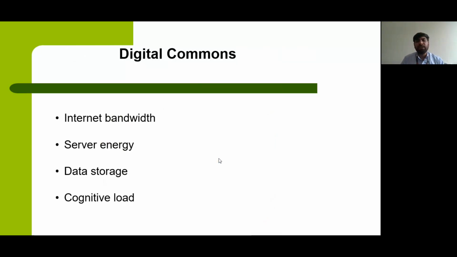Now about the digital commons. These days, because it is a digital era, everyone uses internet bandwidth for surfing on Google and Yahoo. Then we watch videos on YouTube and Instagram and other resources. Then there is the server energy to store data, like the images that we save on our mobile phones and upload to Google Drive. For storing that data, we consume energy. Then there is cognitive load: we watch movies and other content, and it also causes a cognitive load on our eyes and on our mental health.